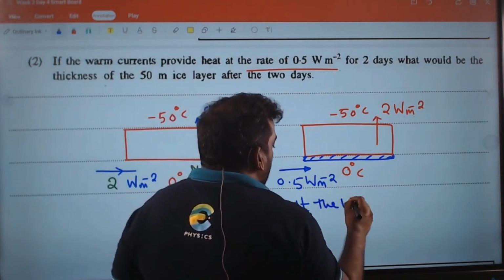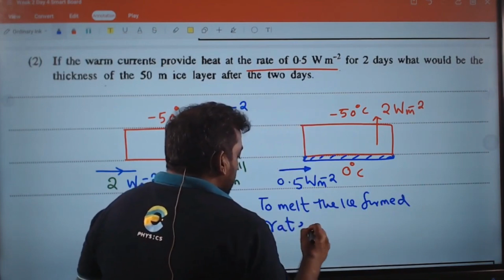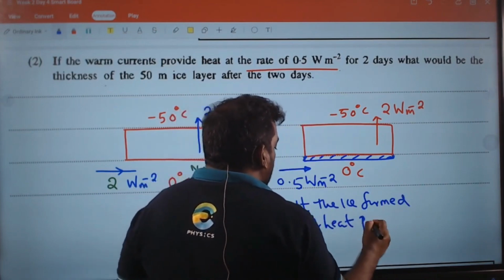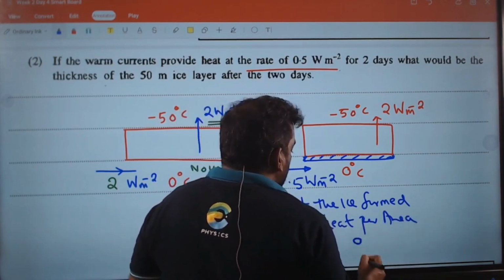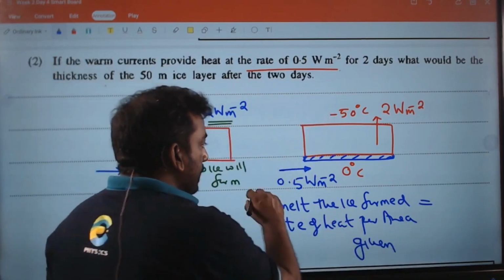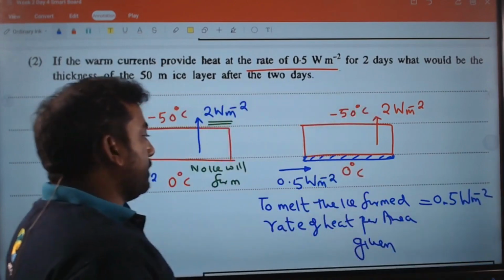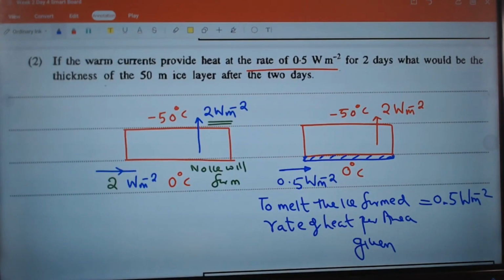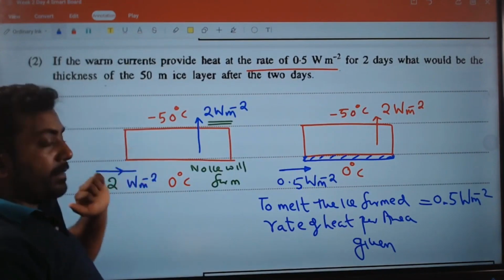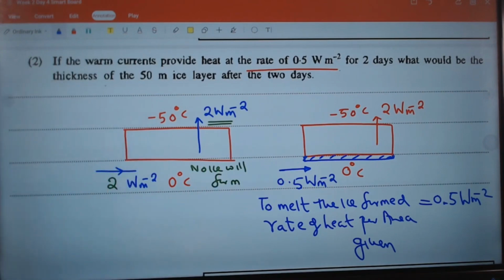So the net heat supply to melt the ice formed, the rate of heat per area given, is 0.5 watt per meter square. If 2 watt per meter square came, it will melt. Now only 0.5 watt per meter square is coming in. Right. So what's the remaining?